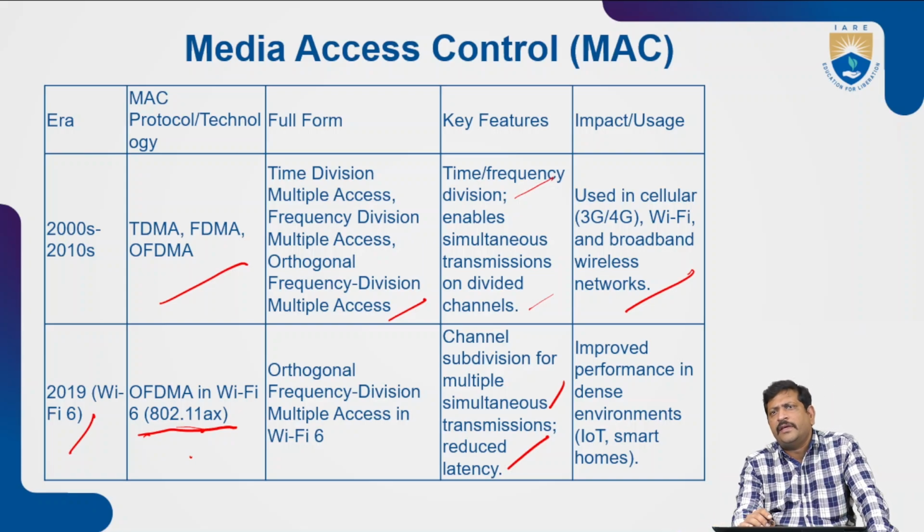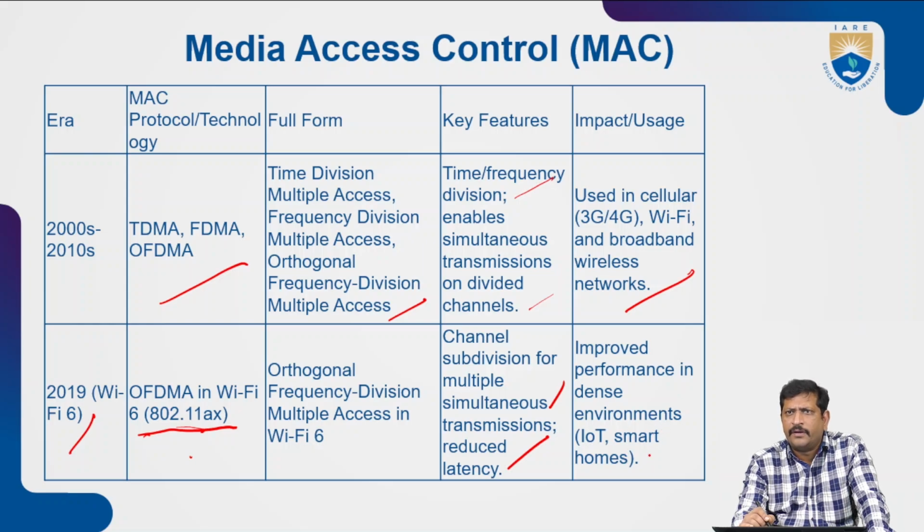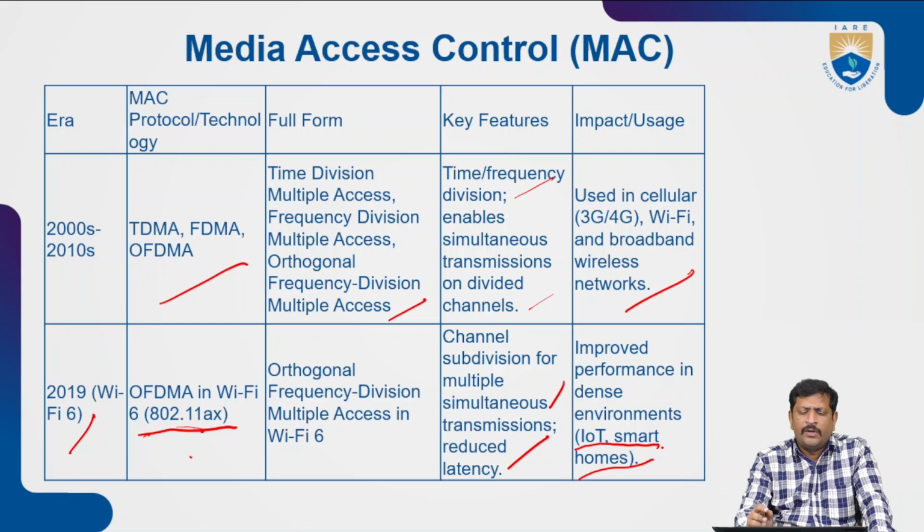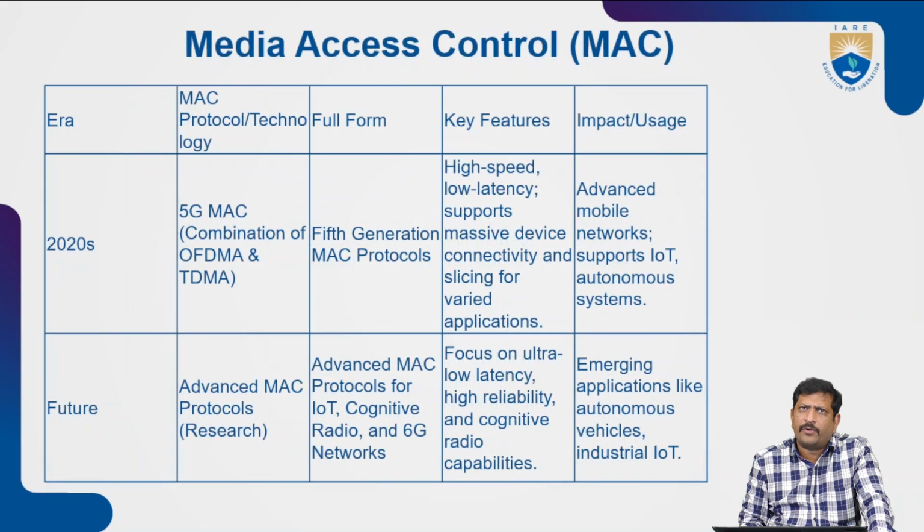That means if you take any IoT, Internet of Things, or smart homes, the Wi-Fi performance can be improved. It may be used for domestic purposes or Internet of Things purposes. These Wi-Fi protocols can be utilized.